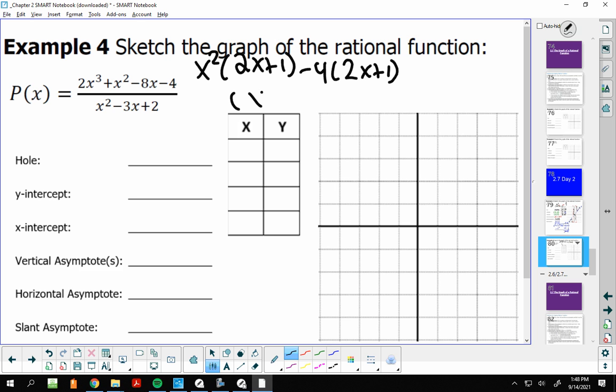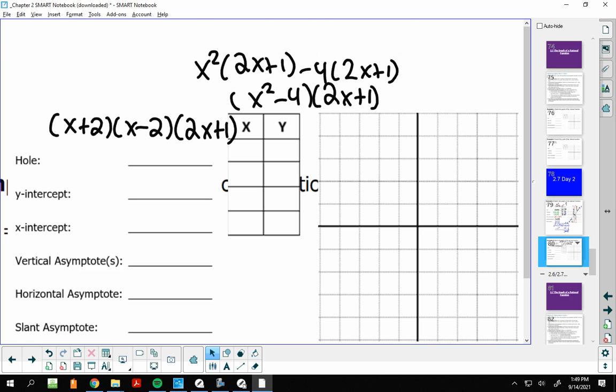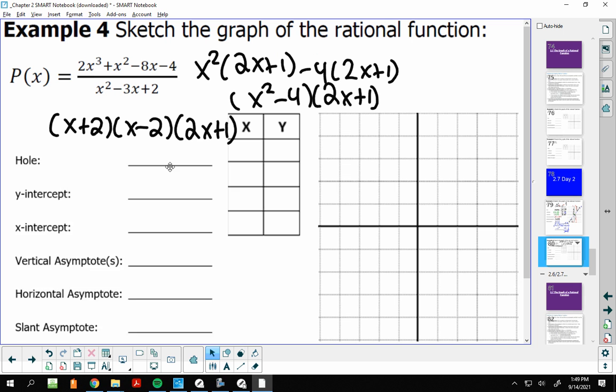So then we get x squared minus 4 times 2x plus 1. What we're doing there is pulling out our GCF of 2x plus 1. I should have written that one first, but it doesn't matter. We're multiplying, and we're left with x squared minus 4. And x squared minus 4 factors to x plus 2 times x minus 2. And then we still have times 2x plus 1. So there's our numerator. Over our denominator, which factors as well.